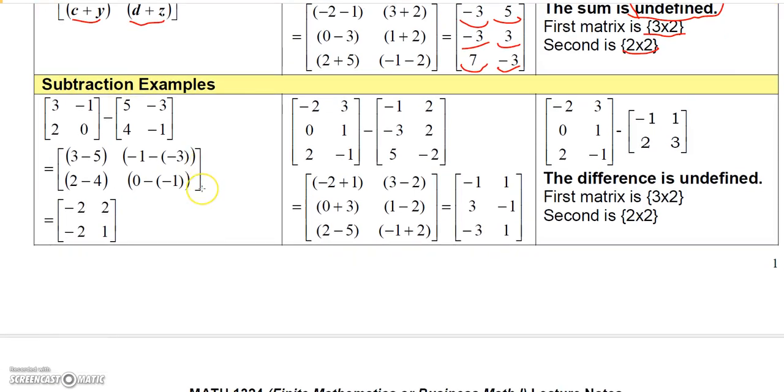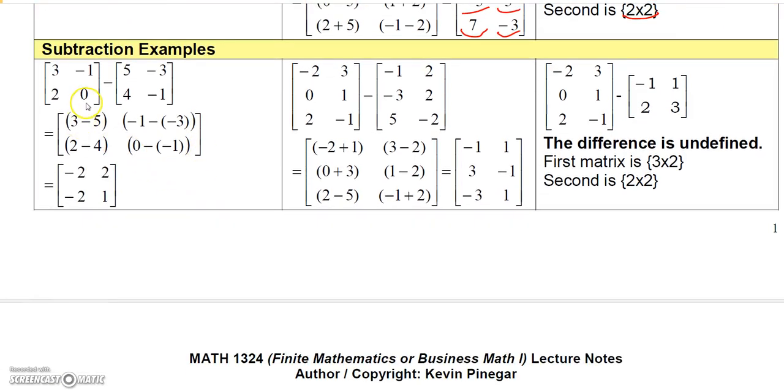Now subtraction is just like addition except you subtract. So here we have a 2 by 2 and we're subtracting from it another 2 by 2. So since the matrices are the same sizes, we're allowed to do the operation. So just take 3 minus 5, and 3 minus 5 gives me -2. And then you take -1 minus -3.